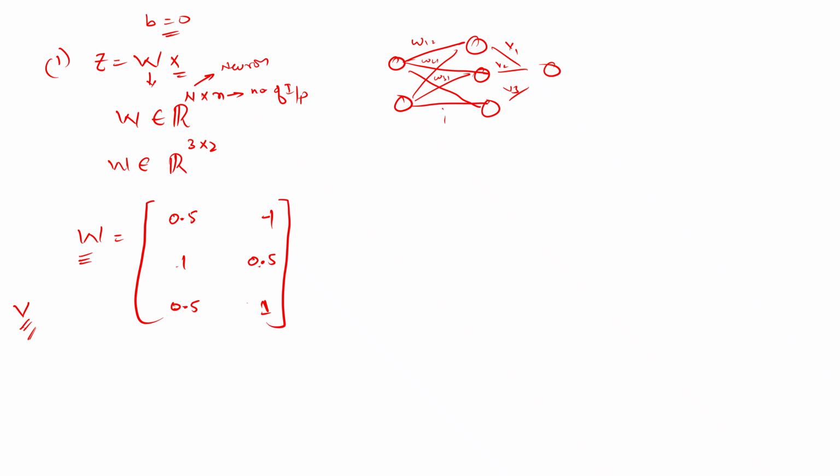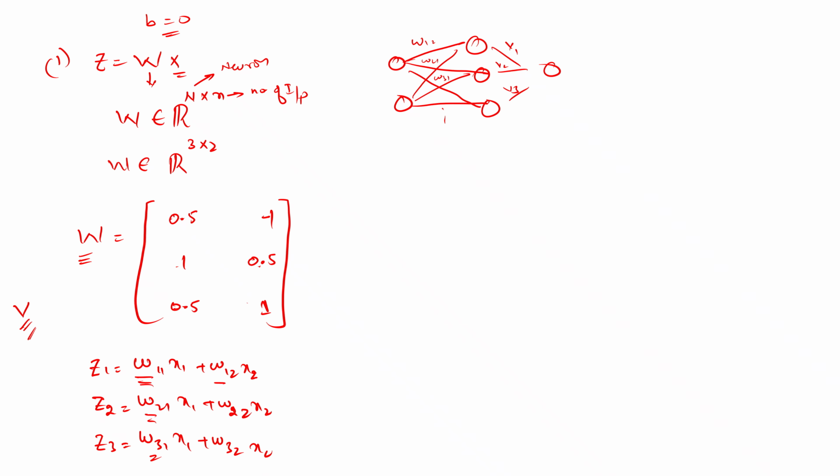So okay, let me explain to you why this is 3 by 2. If you recall, we had z1 is equal to w11x1 plus w12x2. This was for the 2 neuron case, and z2 is w21x1 plus w22x2. So now we have 3 neurons, so z3 is equal to w31x1 plus w32x2. So we can see here we have these. This is already visible to us. So these values actually we need to initialize, right? So I chose these values randomly.